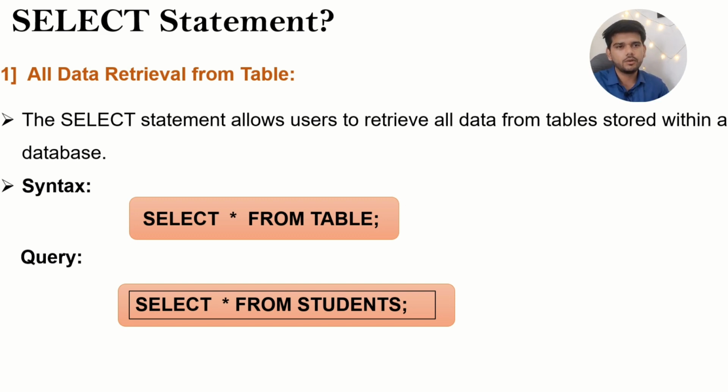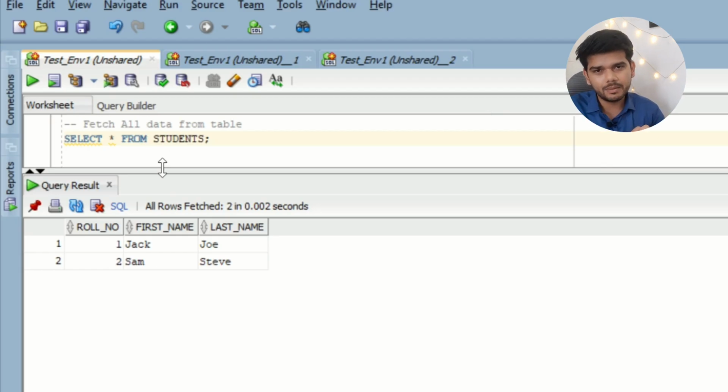So we'll go to the SQL developer. Here we are using an Oracle database, and we are using Oracle SQL developer to execute these queries. If you run this first query, as you can see here, 3 columns and 2 rows of data have been fetched with the help of this query, that is select star from students.